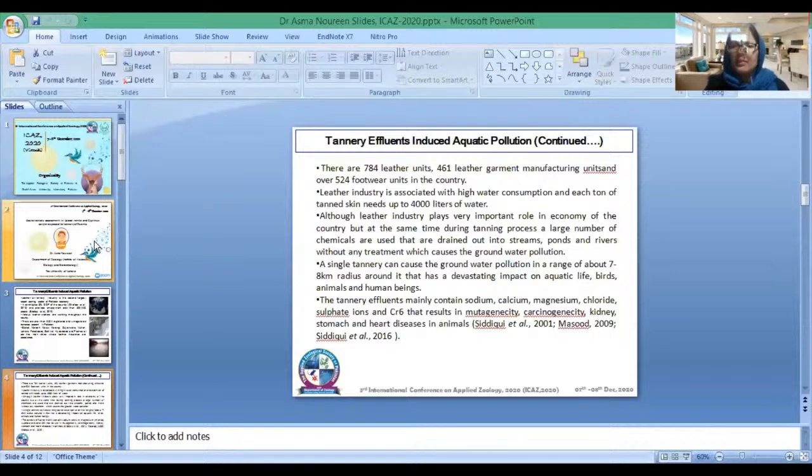A single tannery can cause groundwater pollution in a range of about 7 to 8 kilometer radius around it, and that has a devastating impact on aquatic life, birds, animals and human beings. The tannery effluents mainly contain sodium, calcium, magnesium, chloride, sulfate ions and chromium. That results in mutagenicity, carcinogenicity, kidney, stomach, and heart diseases in animals.